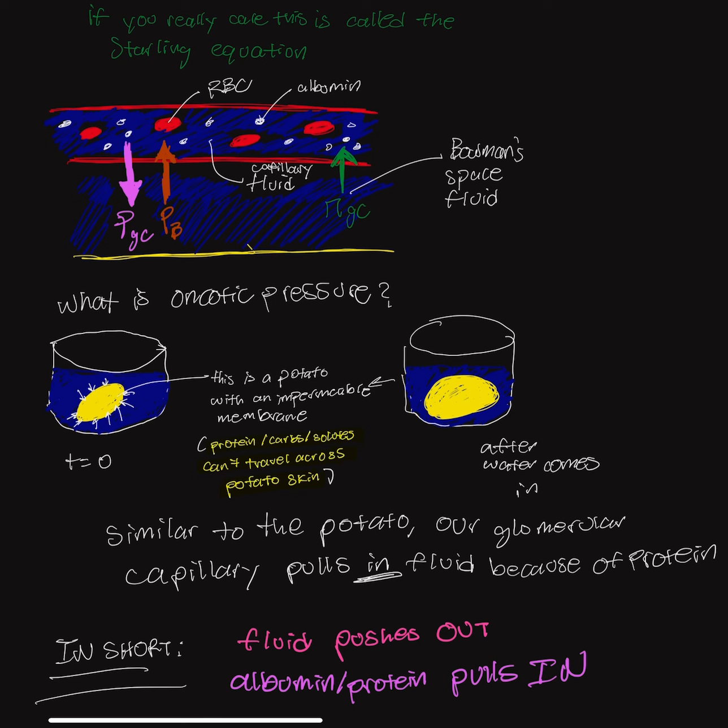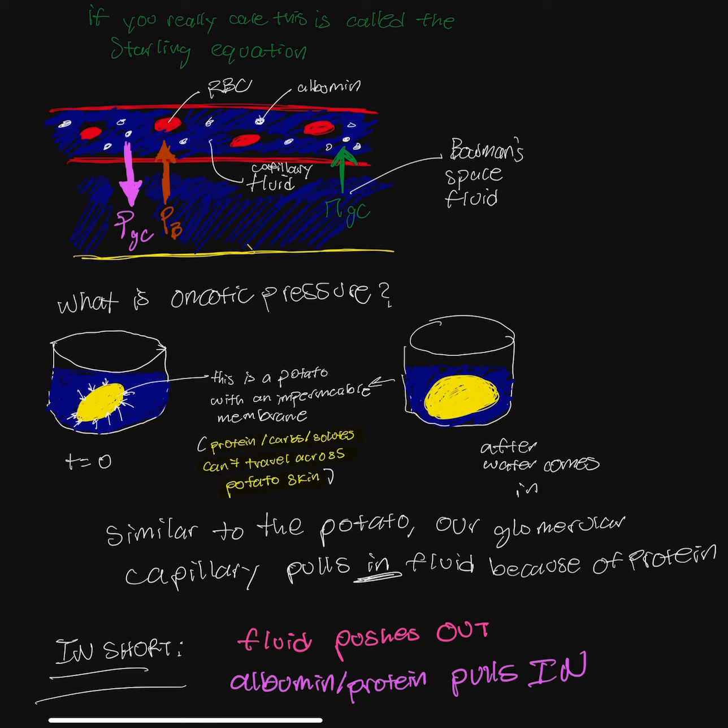So if you look at the distribution of the forces, we have pressure going out of the glomerular capillary, which is the hydrostatic pressure, and we have two sets of forces pulling fluid into the glomerular capillary, which is the hydrostatic pressure of Bowman's space along with the oncotic pressure. The oncotic pressure, again, is only pulling fluid into the capillary because protein exists in the glomerular capillary and not in Bowman's space. So that's why we see two sets of forces going into the capillary and one going out.